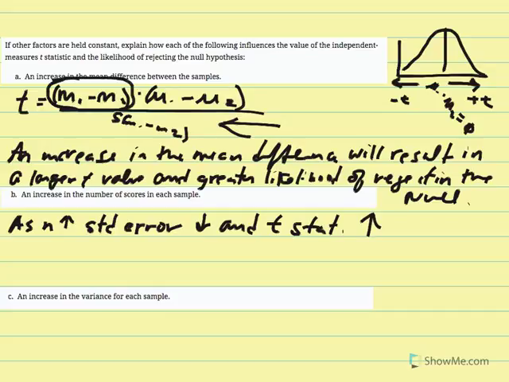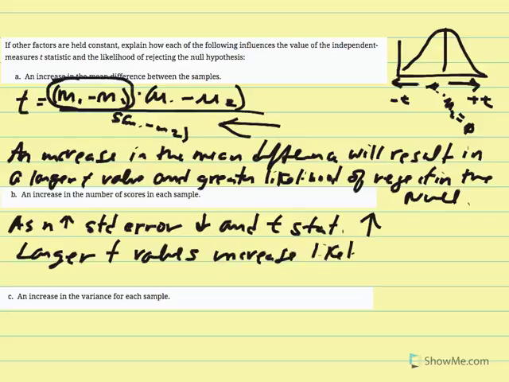So larger t values increase the likelihood of rejecting the null. Again, just the standard, the researcher hopes for large mean difference, low variability. And we have no control over the mean difference, but the variability can be manipulated by using larger sample sizes.